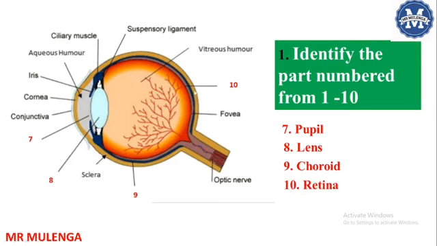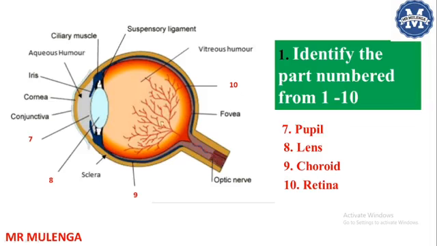This is the retina. As you can see, it's inside here. This is the inner layer of the back of the eye, which consists of the sensory neurons and the photoreceptors. The sensory neurons and photoreceptors that the retina contains convert the light rays into nerve impulses and send them to the brain. So it will send the information to the brain. That is all about the retina.